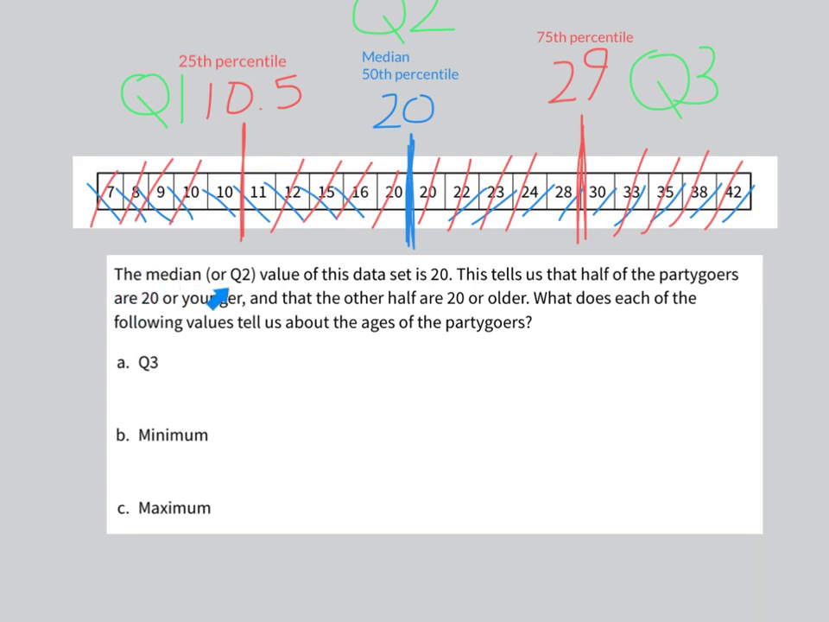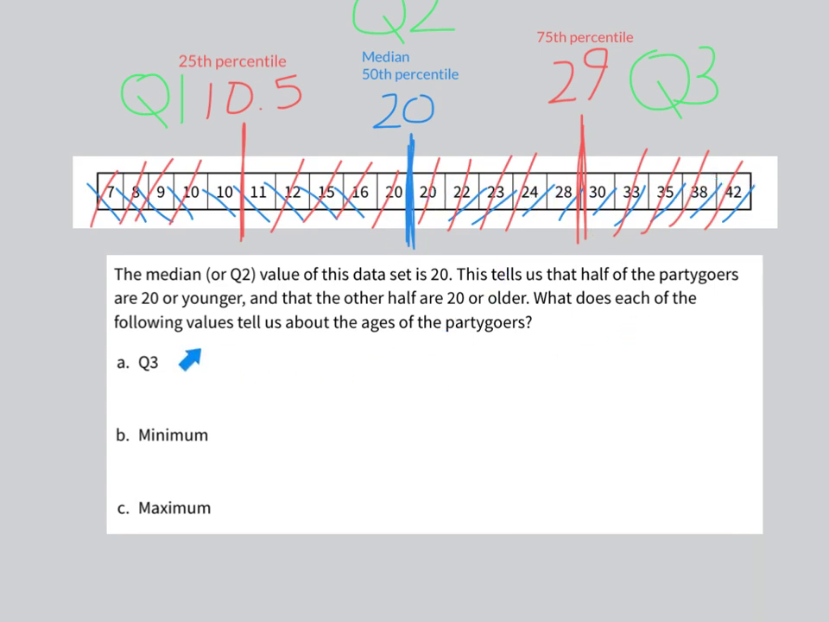Well, first off, the median, or the Q2 value of this data set, is 20. That tells us that half, remember that the median splits things in half, of the partygoers are 20 or younger, this half over here, and the other half are 20 or older over there.